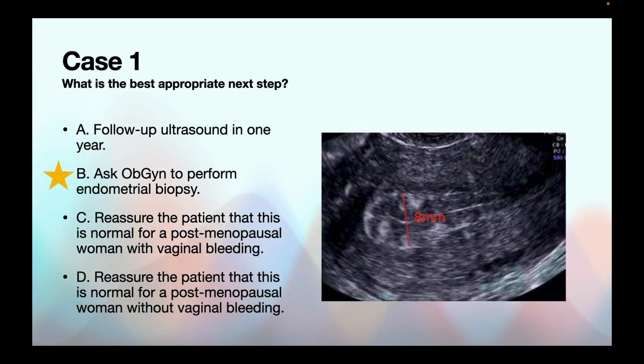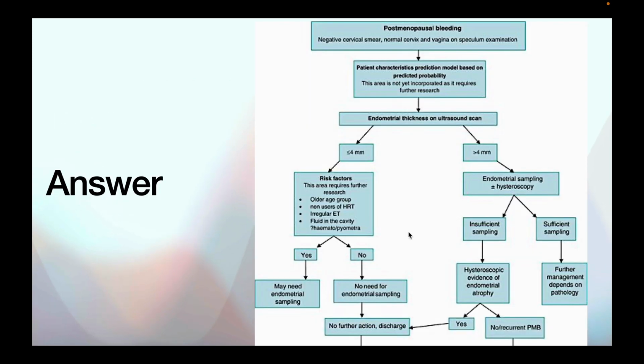If you chose ask your gynecologist to perform an endometrial biopsy, that is correct, because this is a clearly abnormal endometrial thickness for a postmenopausal woman. In fact, most postmenopausal women really should have an endometrial thickness less than 4 millimeters. And if it's greater than 4 millimeters, then really you need to do an endometrial biopsy and proceed from there.